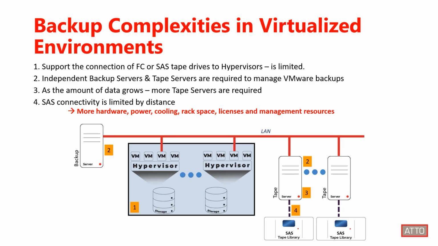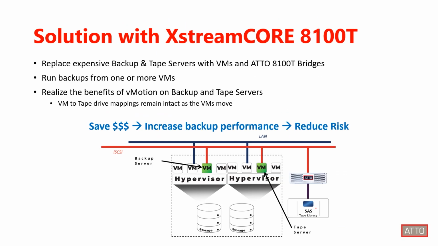So how does the ATTO XstreamCORE 8100T address these concerns? The XstreamCORE 8100T eliminates the need for separate physical backup and tape servers. You can now run your backup and tape servers on one or more virtual machines over an iSCSI Ethernet network, effectively managing data traffic across production local area networks and storage area networks. The 8100T will save time and resources as it is considerably easier to manage a bridge compared to servers' hardware and operating system updates. Lastly, with the 8100T, you are able to fully realize the benefits of vMotion with tape backup processes.